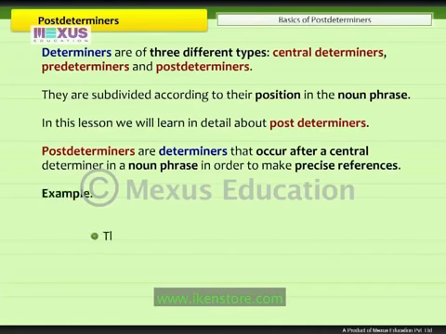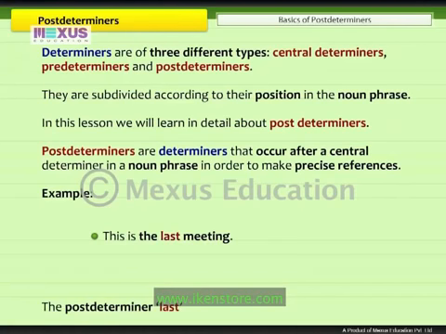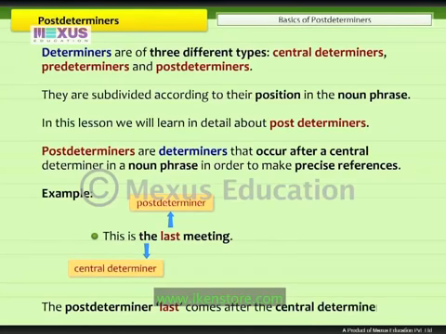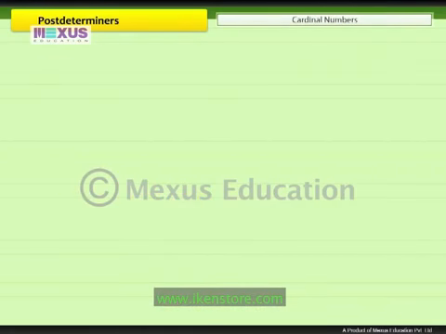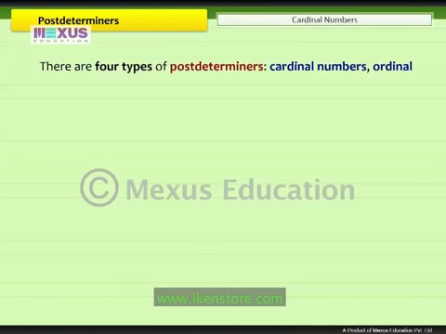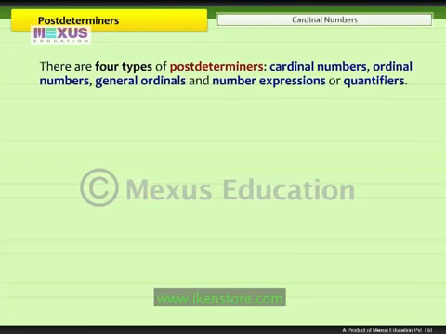For example, this is the last meeting. In this sentence, the word last is a postdeterminer. It comes after the central determiner, the. Both these determiners limit the meaning of the noun meeting. There are four types of postdeterminers. They are cardinal numbers, ordinal numbers, general ordinals, and number expressions or quantifiers.